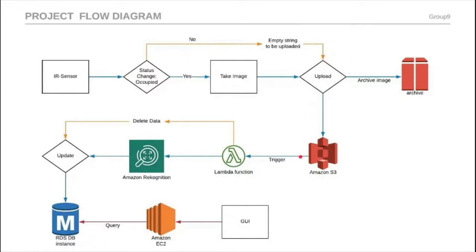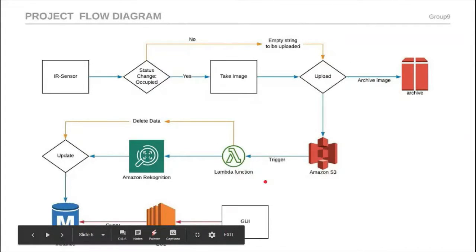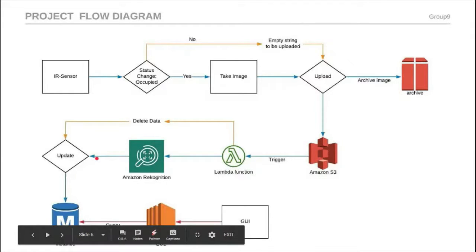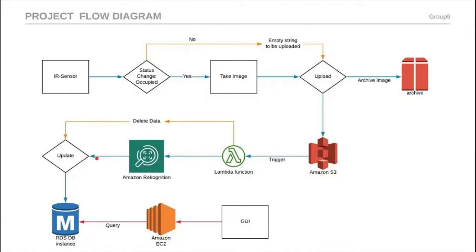Once an action occurs and something is uploaded to the Amazon S3 bucket, this triggers the Lambda functions. Now we have two Lambda functions currently. One recognizes if an image has been uploaded and then initializes Amazon Rekognition, which extracts the number plate from the image and updates the database instance with the car parking number, the number plate, and the confidence of the recognition. The second Lambda function recognizes if a null string has been uploaded and then deletes the data accordingly from the database.